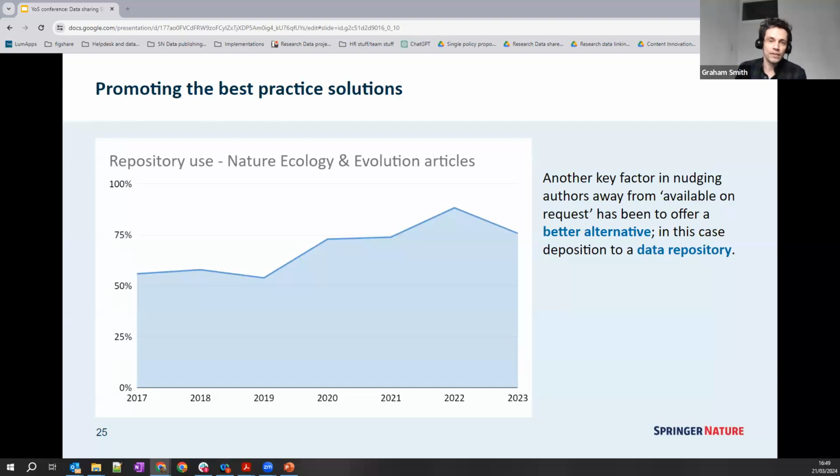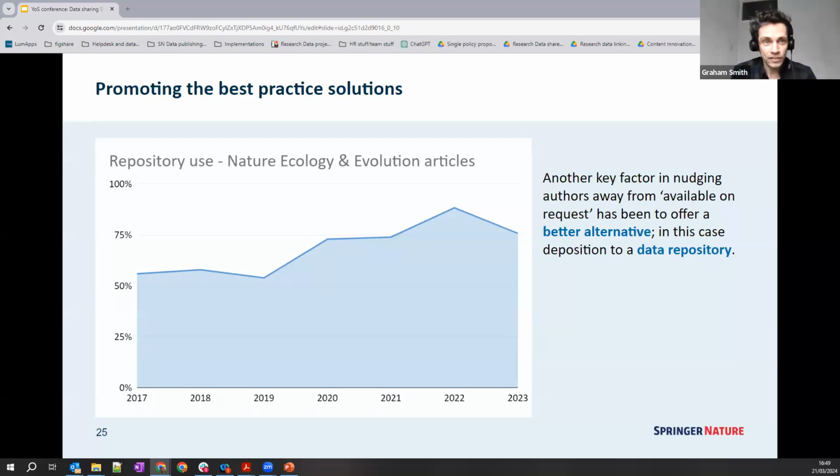Now, another key factor in this is it's not just a case of pushing back on behavior we don't want to see. We also need to make the preferred options more accessible and really nudge authors in the direction of doing that. Otherwise, there's some evidence to say they may just take the next easiest option, which may not also be that helpful. And in this case, we want to see data sharing within repositories.